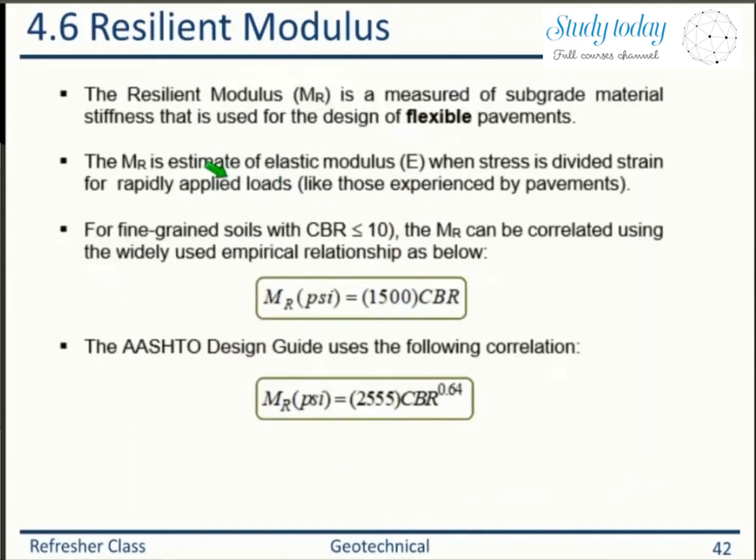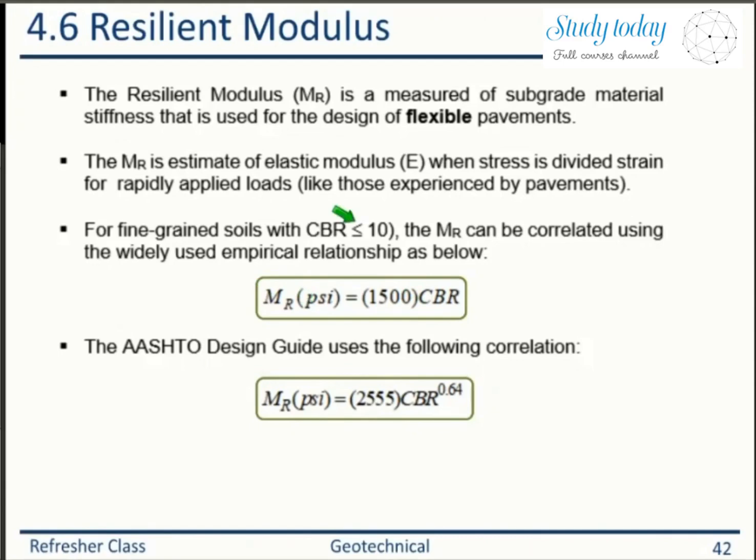Another parameter that is very popular these days is known as resilient modulus. Again, resilient modulus is a parameter used to design the flexible pavement. Therefore, this resilient modulus is tied to the CBR value. Okay, so this is an empirical equation. So the dimensions on the left hand side are not equal to the dimensions on the right hand side, because CBR is a whole number in percentage, whereas resilient modulus in PSI contains a unit.